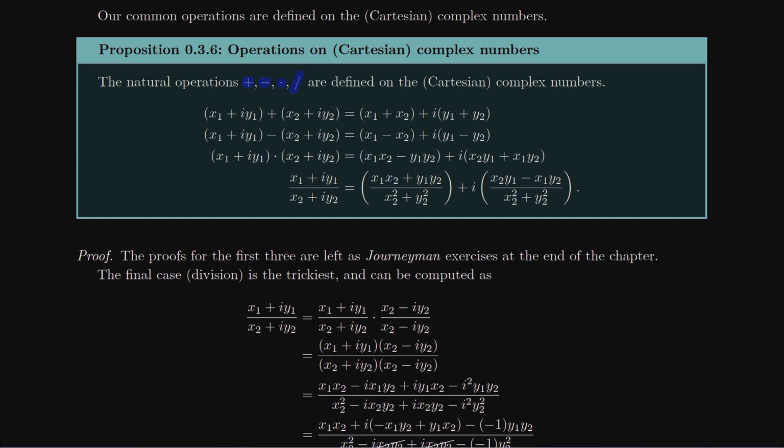So if we want to add two complex numbers, all we're going to do is look at the real parts of each of them, and we're going to add those two real parts, and we're going to look at the imaginary parts of each of them. These are the terms against i, and we're going to add those two terms against i. If we want to subtract, it's a very similar idea.